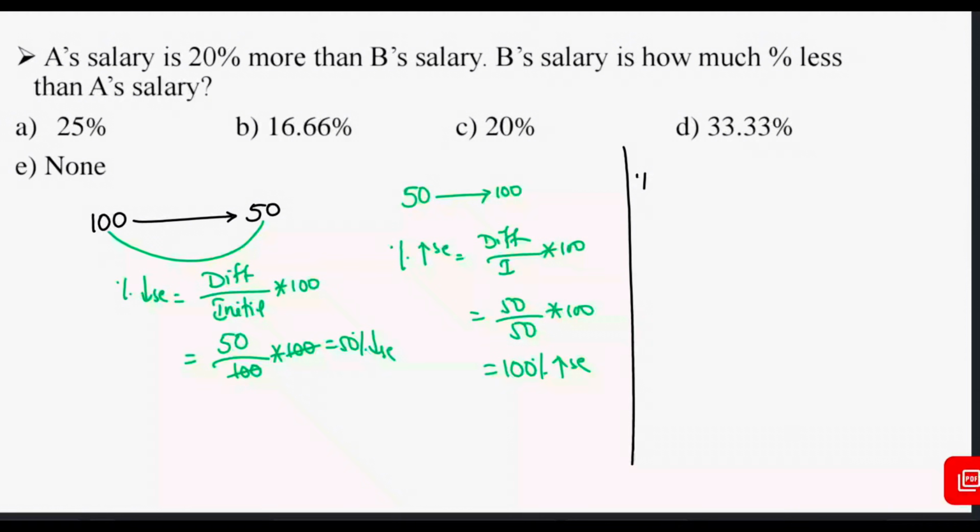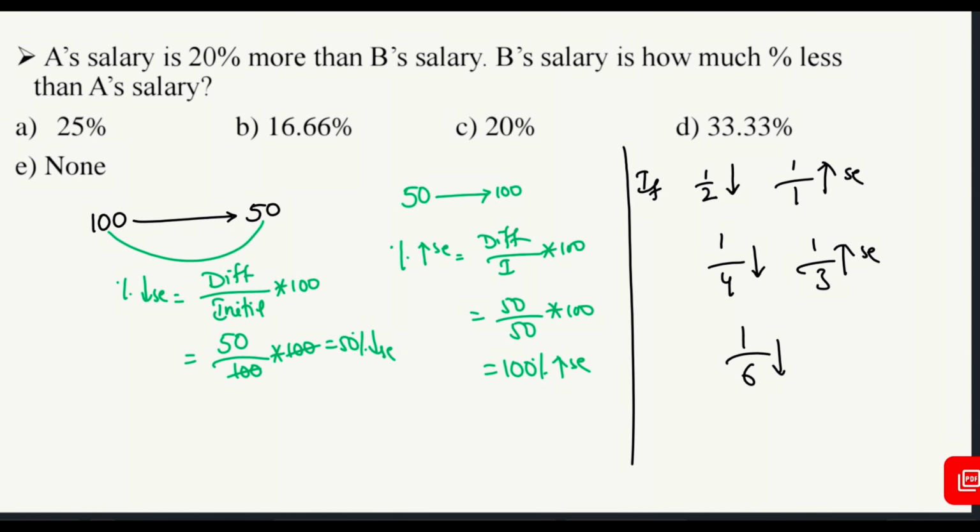If 1 by 2 is decreased, 1 by 1 has to be increased. If 1 by 4 is decreased, 1 by 3 has to be increased. If 1 by 6 is decreased, 1 by 5 has to be increased. Okay.